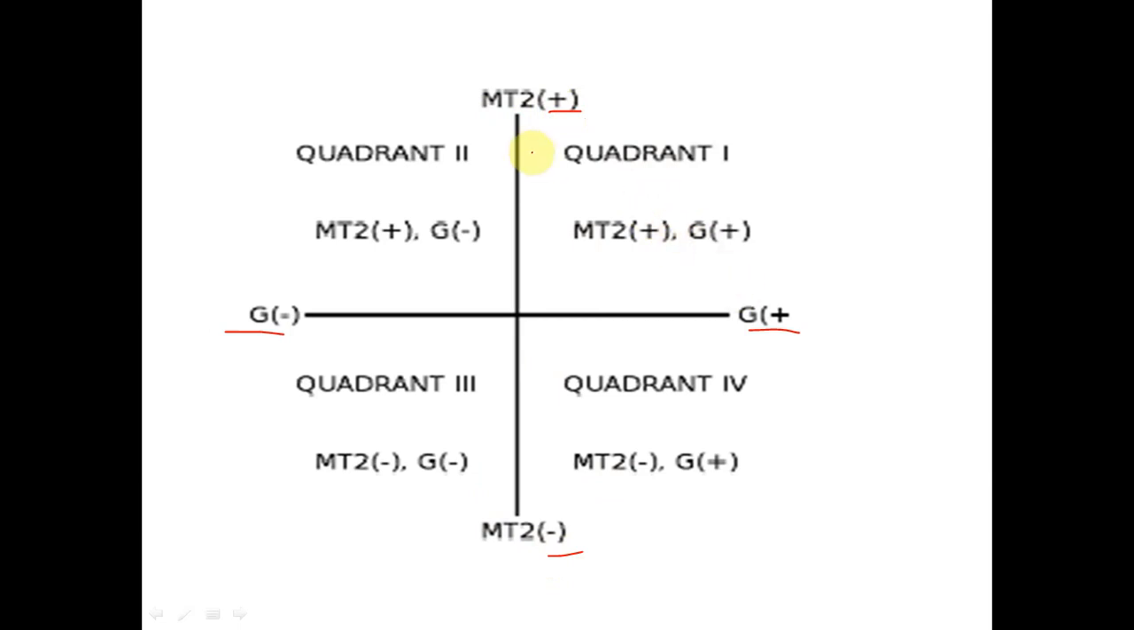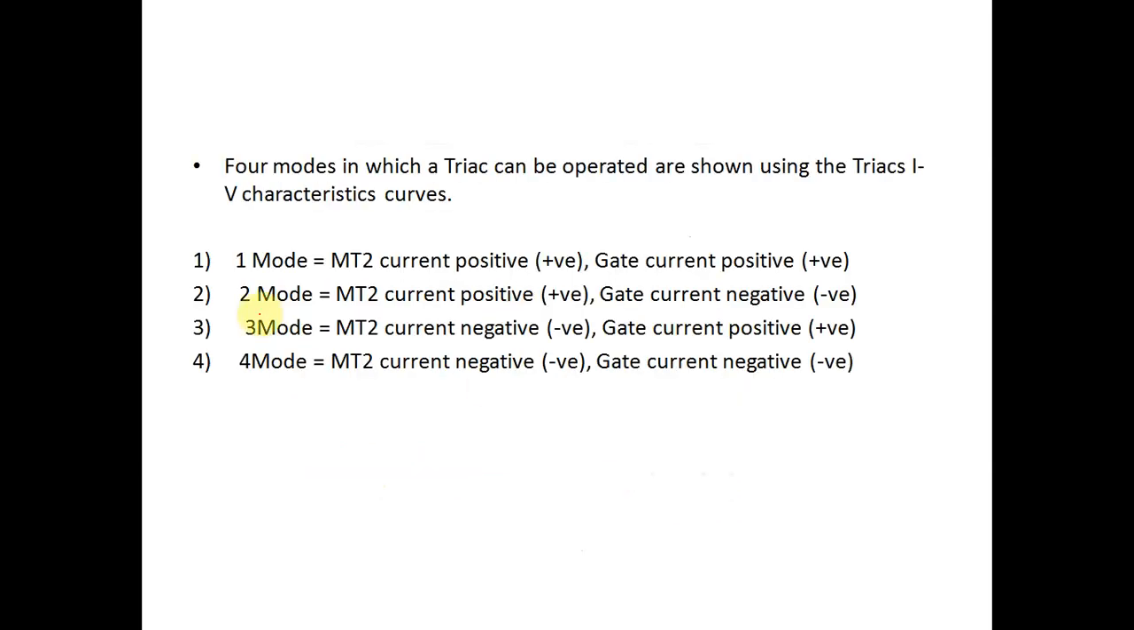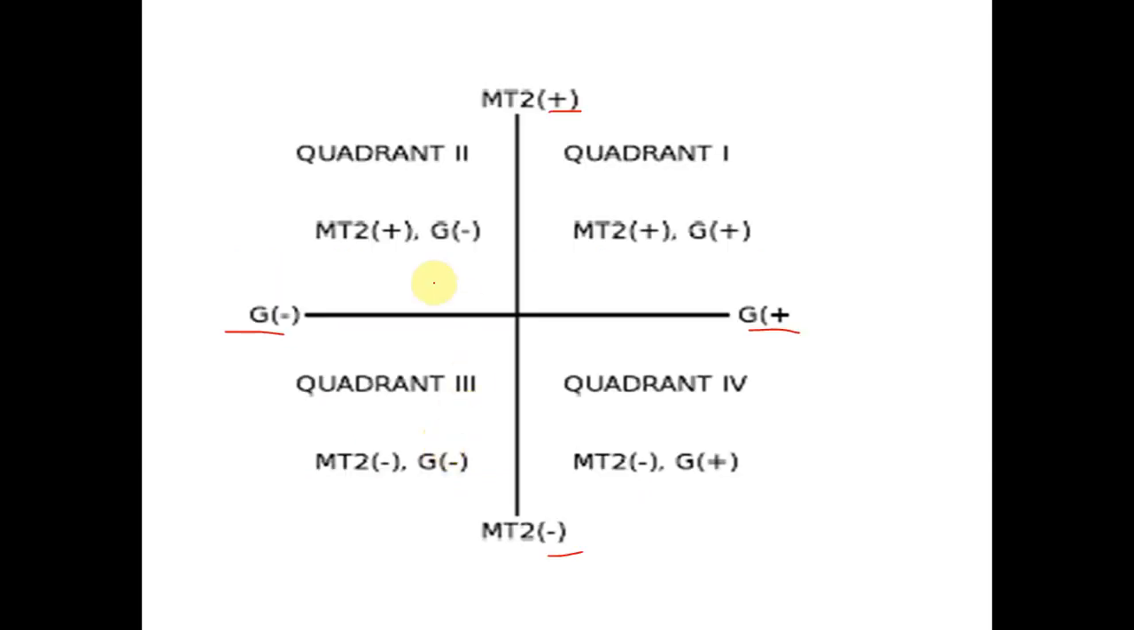In the first quadrant both are positive, such as MT2 is positive and gate is also positive. In the second quadrant MT2 is positive but gate is negative. In the third quadrant MT2, where MT is nothing but main terminal, is negative and gate is also negative. And in quadrant 4 MT2 is negative but gate is positive. So the modes of operation are represented in quadrants.